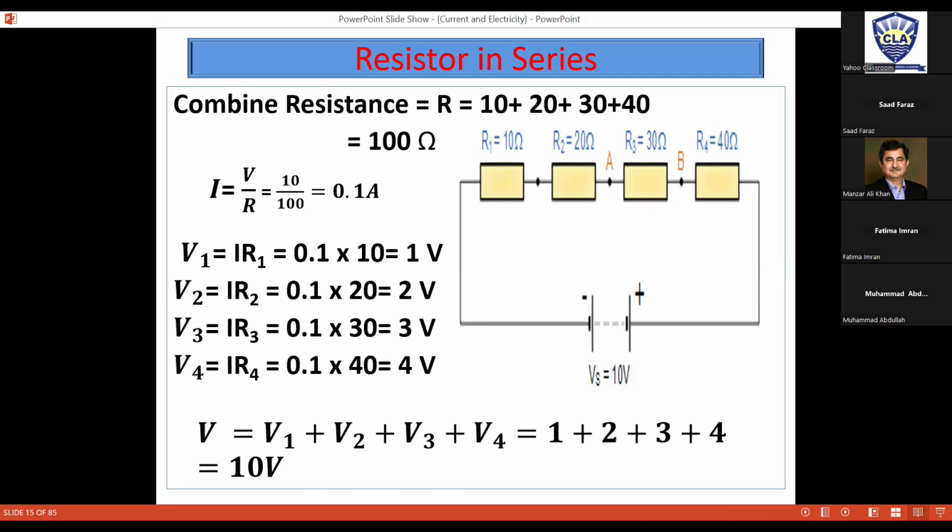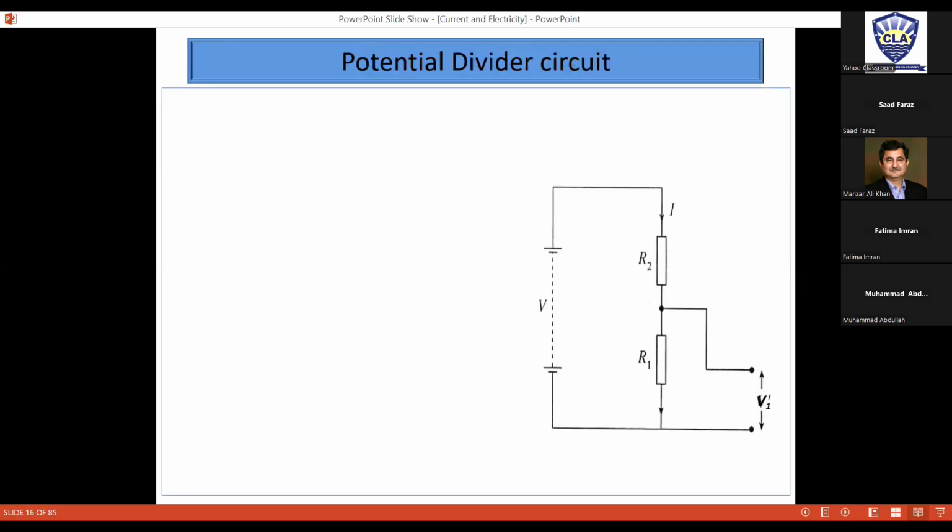Okay, let's see the application. The concept of a potential divider circuit. If you observe, it is just a name that I have given it, but actually it is two resistors in series. No difference. It's the same, two resistors in series, but it is called a potential divider circuit because it will divide the voltage in the same ratio as the ratio of the resistors. Potential divider divides the voltage in the same ratio as the resistors.